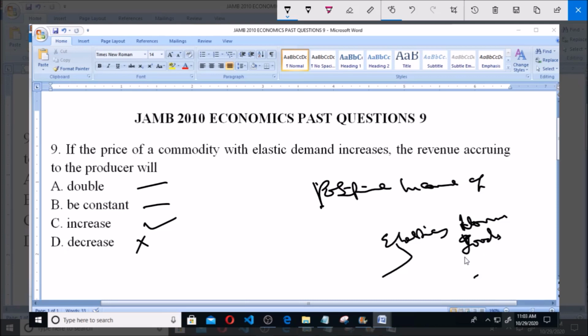So the positive income elasticity of demand is the type of income elasticity of demand in which an increase in income of the consumer will positively lead to an increase in the quantity demanded. So the correct option is option C, increase.